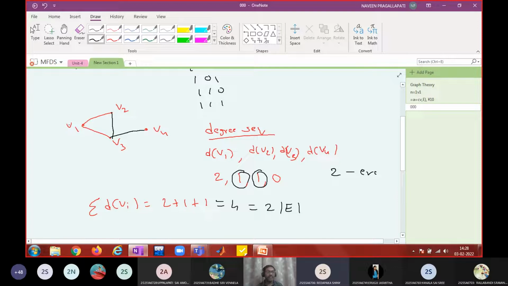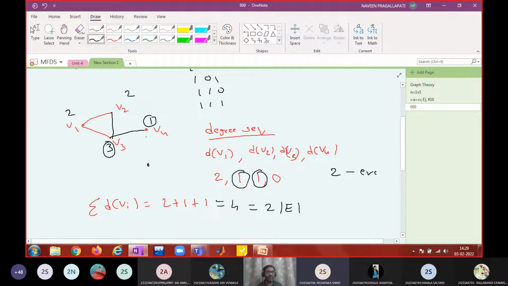In this case also, what is the degree of 1? 1, 2, 2. What is the degree of V3? 3. 1, 2, 3, 3. What is the degree of V4? 1. So how many odd degree vertices are there? Only 2. It is even.